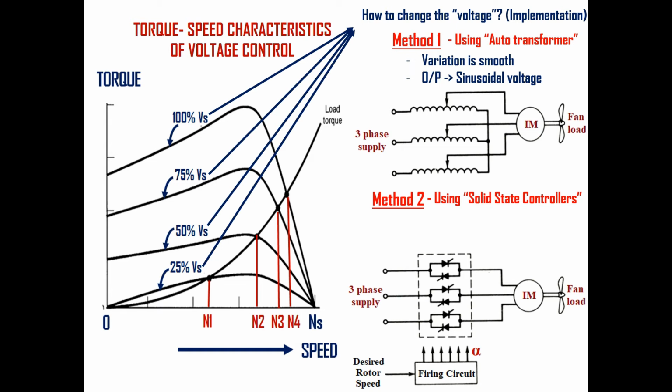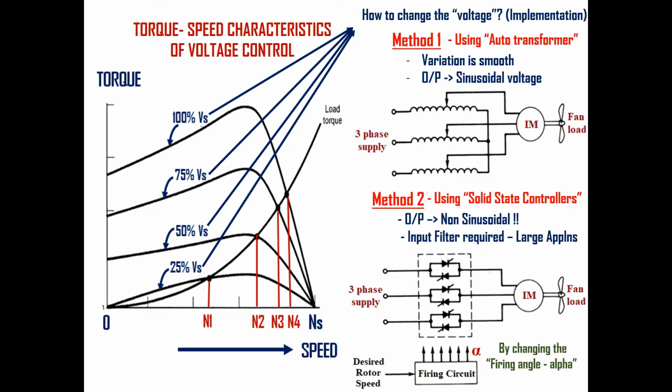Method 2, using solid state controllers. Here, stator voltage can be controlled by the firing angle control alpha of anti-parallel thyristors connected in each phase as shown in figure. It's simple to understand but complicated to analyze. Here output voltage will be non-sinusoidal. So in large power application, an input filter is required. Otherwise, large harmonic current will flow in the supply line.